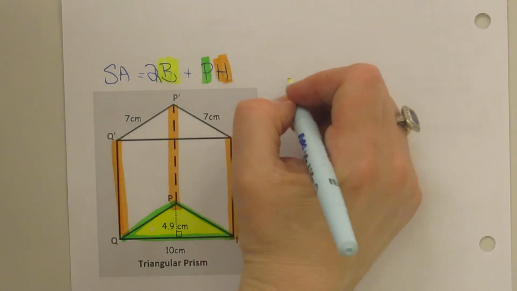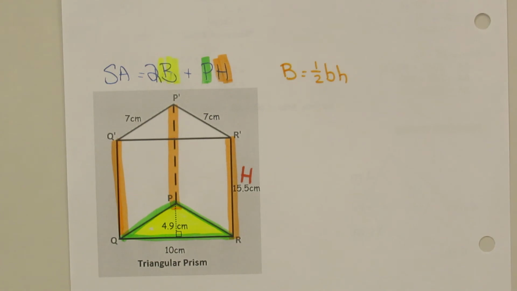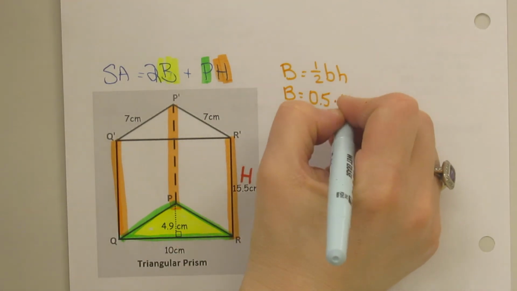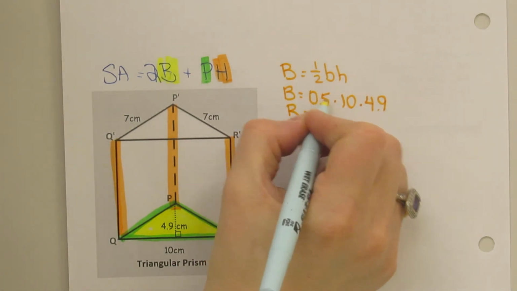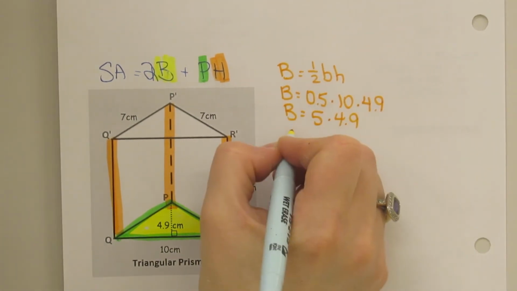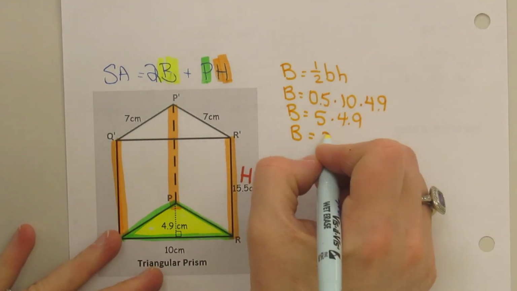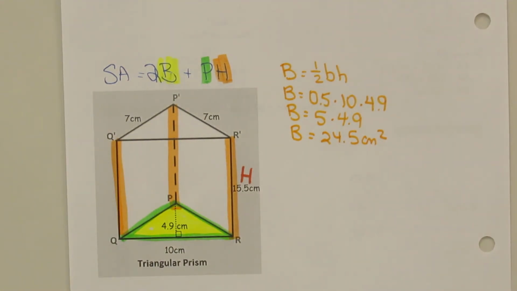So I'll start with the area of the base. It's a triangle, 1/2 lowercase b, lowercase h, the formula for area of a triangle. You'll notice that this has 4.9, a decimal, so if I felt more comfortable, 0.5, 10 is the base of the triangle, 4.9 is the height of the triangle, lowercase. So area of the base, half of 10 is 5. 5 times 4.9 is going to be 24.5 centimeters squared. So that's my area of the base.